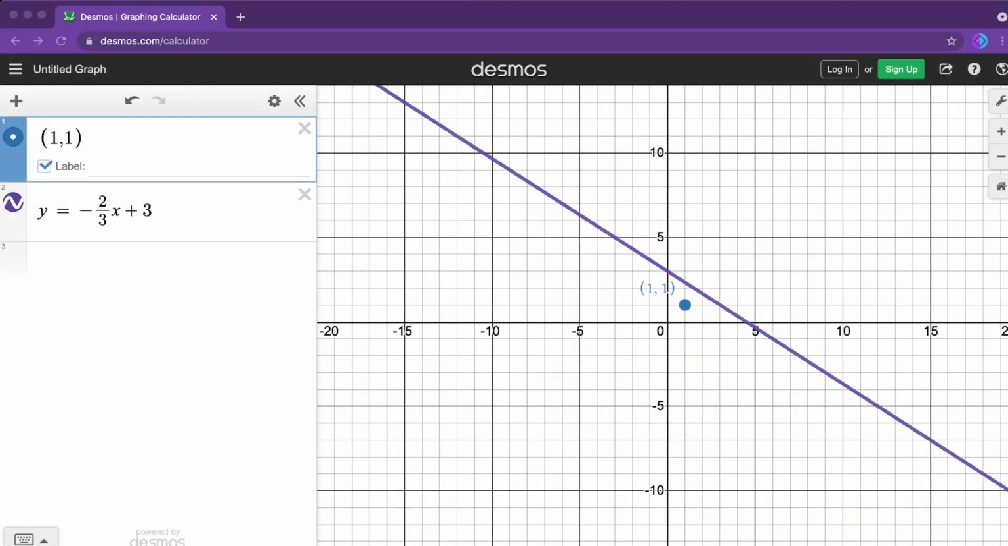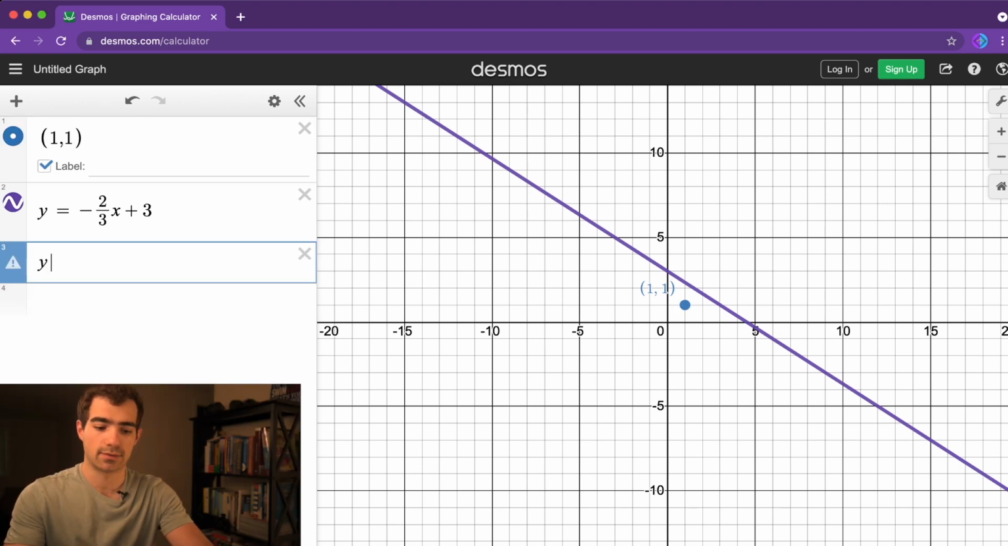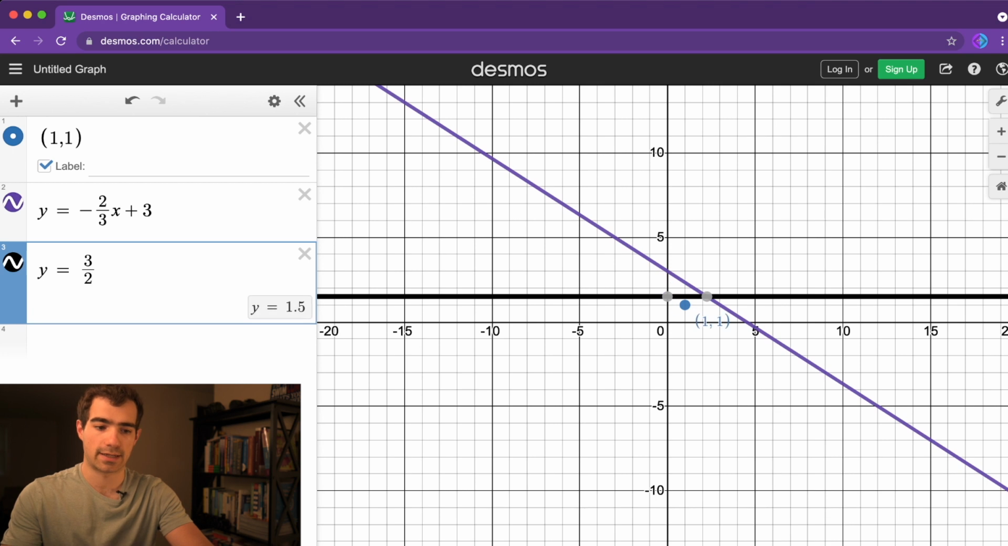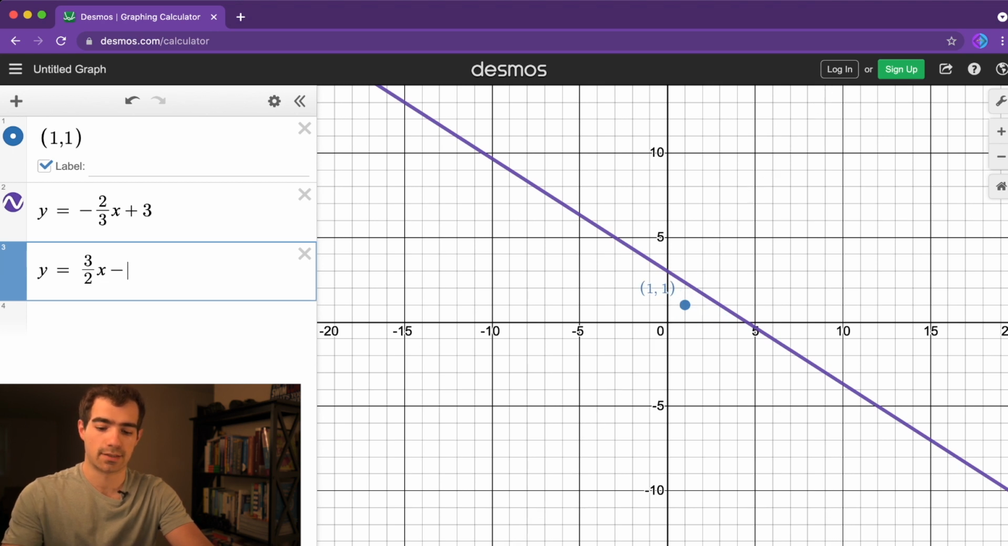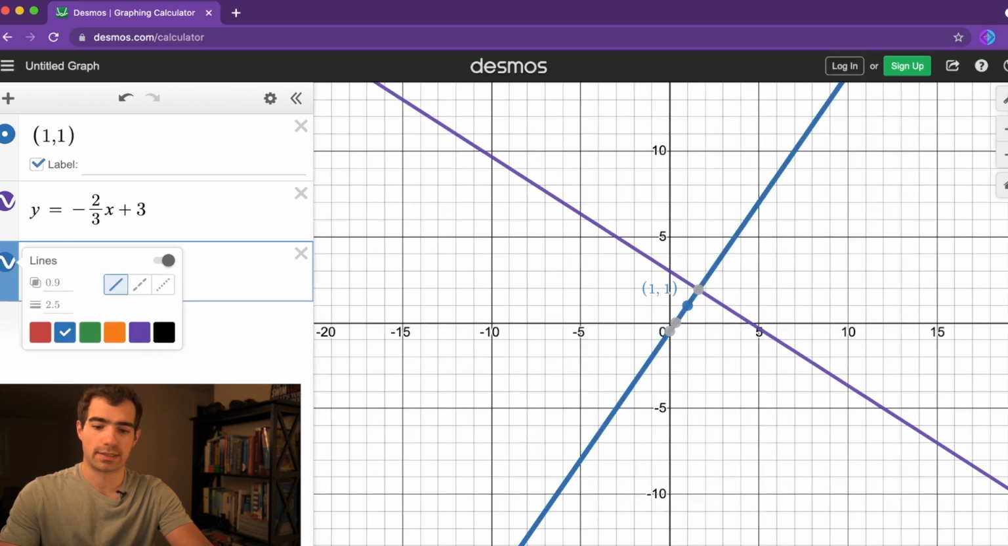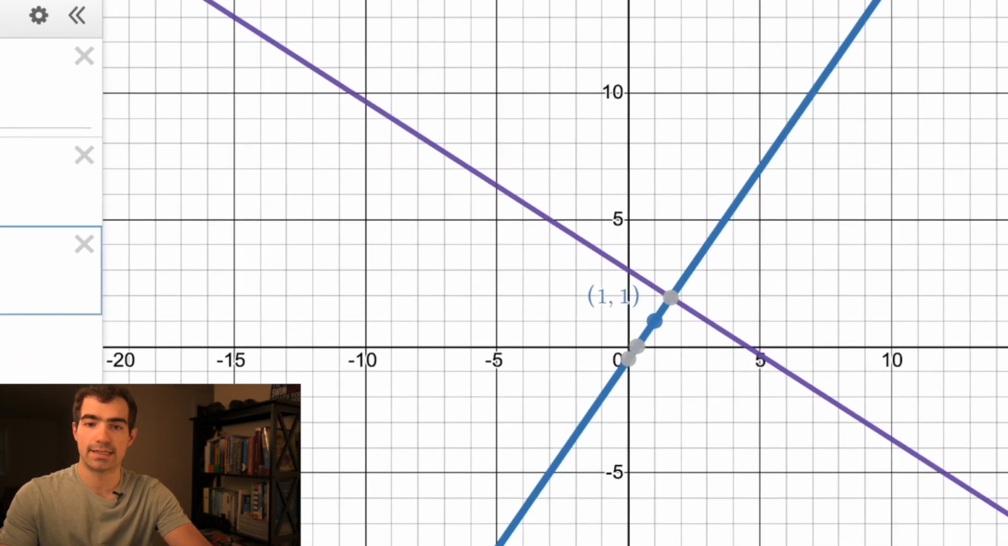We can take that now, come back to our graph, and plug in y is equal to 3/2 x minus 1/2. And we can see here that this is indeed perpendicular. We can see the right angle at the intersection, and it does in fact pass through the point (1, 1). And so we can graph this and confirm that it is indeed correct.